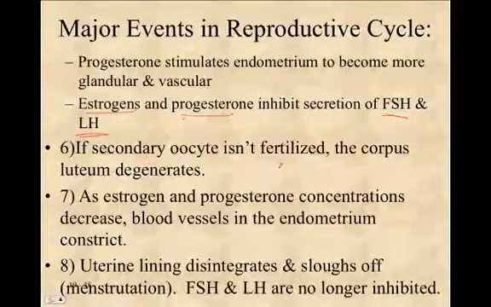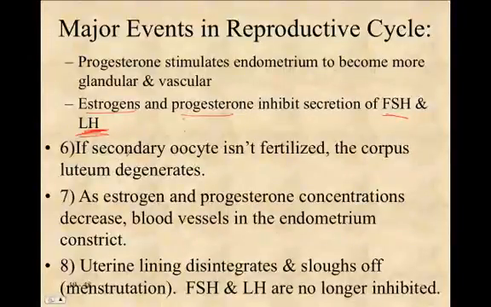Then if the secondary oocyte, again, isn't fertilized, and I should talk about if the secondary oocyte is fertilized, okay, just so you know, then the corpus luteum will remain intact, and the corpus luteum will continue to secrete estrogens and progesterones, which will prevent the release of follicle-stimulating hormone and luteinizing hormone and prevent ovulation. Okay, so again, remember, if we're inhibiting luteinizing hormone, then we would be inhibiting ovulation.